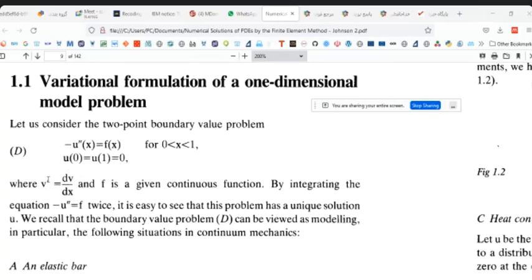The first one is called Newton's notation of differentiation or derivative. The second one is called the Leibniz symbol. And f is a given continuous function. By integrating the equation minus u double prime equals f twice, it is easy to see that this problem has a unique solution u.